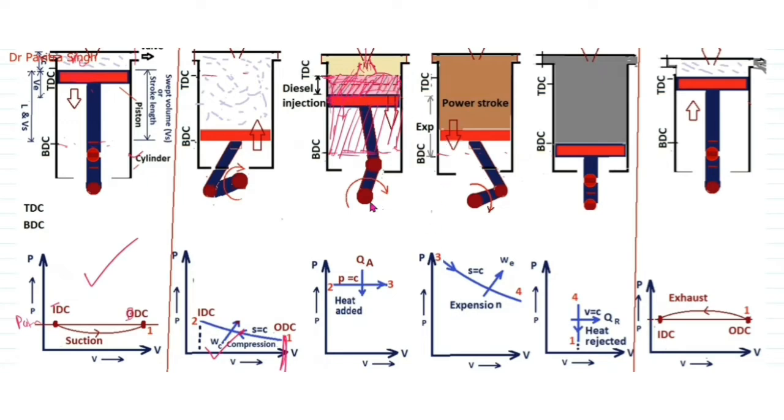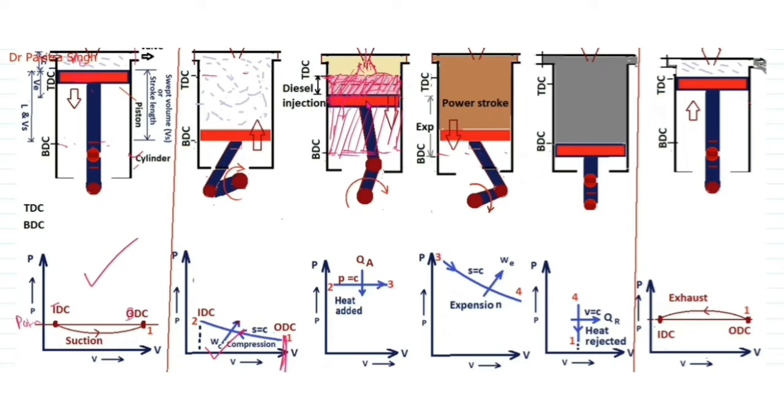So you can see this piston is moving here to here due to injection of this diesel, and the diesel is increasing the volume. You can see the volume is increasing from 2 to 3, but this volume is increasing at constant pressure. So this heat addition process is at constant pressure.